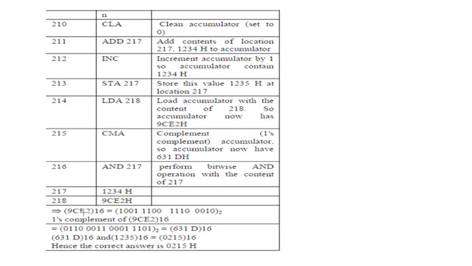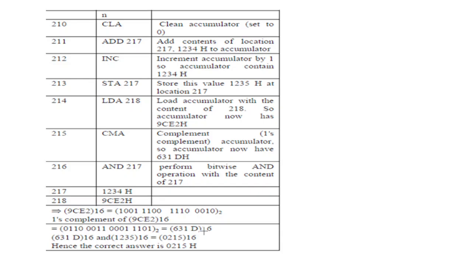How can we do the complement? Here 9CE2 is written in binary. 2 is 0010, E is 1110, C is 1100, and 9 is 1001. We are doing the one's complement: wherever there is 0 it becomes 1, and 1 becomes 0. So this value becomes 0110 0011 0001 1101, and we get 631D.